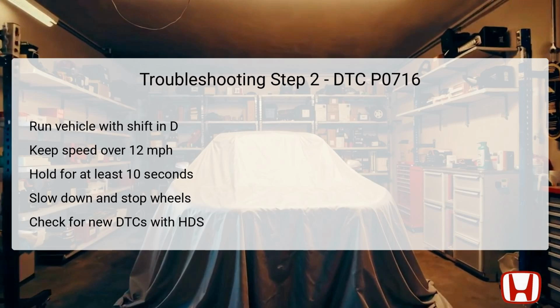After maintaining this speed, gradually slow the vehicle down and come to a halt, which is essential for this diagnostic cycle. Once the vehicle is stopped, reconnect the HDS to check for any pending or confirmed DTCs. If DTC P0716 appears, it indicates that the failure persists and further investigation is needed. If no new codes are displayed, it could suggest an intermittent issue requiring deeper analysis of the freeze frame data.